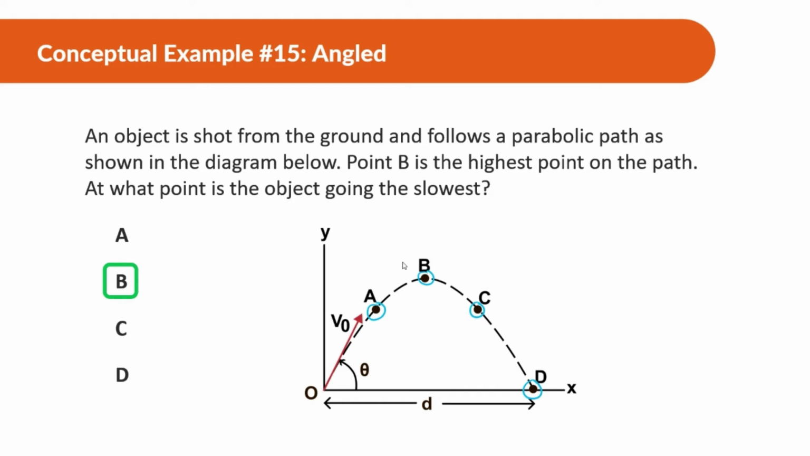One thing I want to say is a lot of times people think at point B, the velocity is equal to 0, and that's not correct. The velocity in the y direction is 0 at point B, but the velocity in the x direction is not 0, okay? But it is going the slowest at point B because the velocity in the y direction is 0.